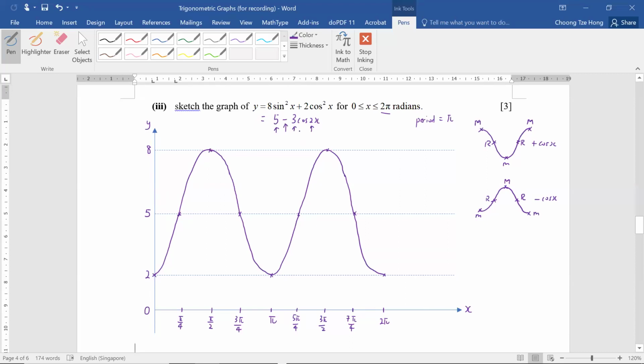Right, so just take note that for negative cosine graph, the shape will be like this. If it's positive cosine graph, then it looks like this. The same thing applies for sine. If it's negative, then you invert the graph. Right, so this is actually quite a manageable question. So do more practice and you will be familiar with it.